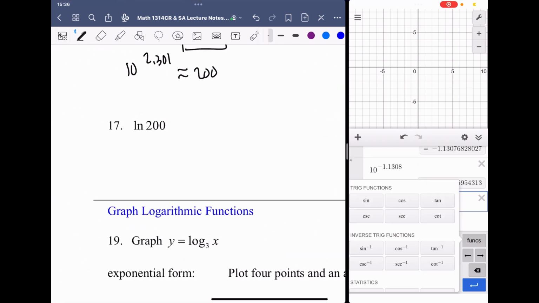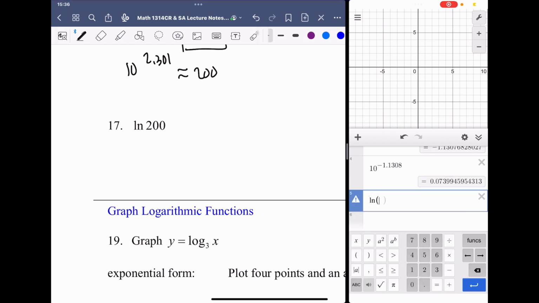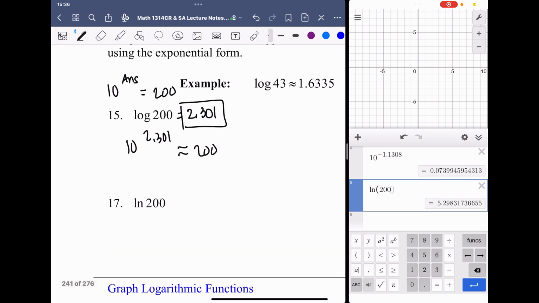ln of 200, function calculus, first row, second column, 200. So log and ln give you different values. Excuse me, we don't want equal signs. I'm supposed to be using approximate. So 5.2983. If you're going to check it, it would be e raised to the 5.2983, approximately 200.